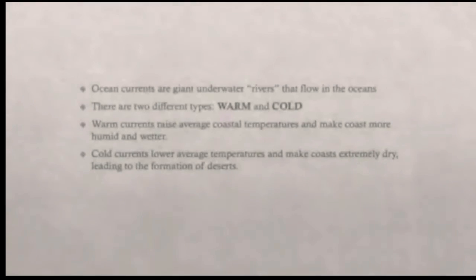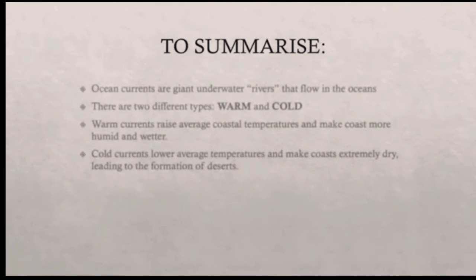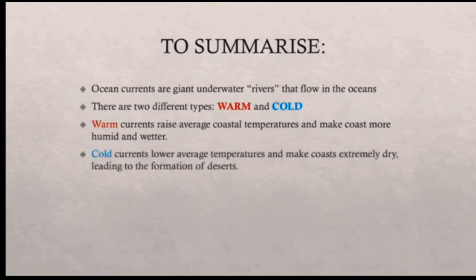Before we finish the video, let's just summarize what we have learned. Ocean currents are giant underwater rivers that flow in the oceans. There are two different types of ocean currents, warm and cold. Warm currents raise average coastal temperatures and make these coasts more humid with more rain, especially in the summer. And finally, cold ocean currents lower the average coastal temperatures, making them extremely dry in the process. Deserts often form along these coasts.